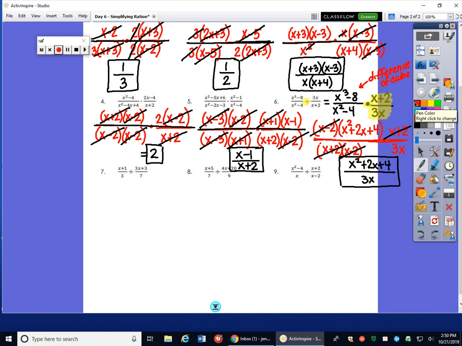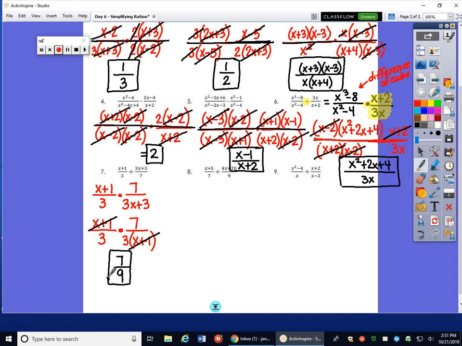Okay, so another division problem. So it's going to be x plus 1 over 3 times, and I'm going to flip, 7 over 3x plus 3. Okay? Now we can factor. So x plus 1 can't be factored, 3 can't be factored, 7 can't be factored, but 3x plus 3 can. We can take out a 3, leaving us with x plus 1. So now when we go to cancel, we have x plus 1 and x plus 1, leaving us with a 7 on the top and a 9 on the bottom. 3 times 3 is 9. So that would be 7/9.